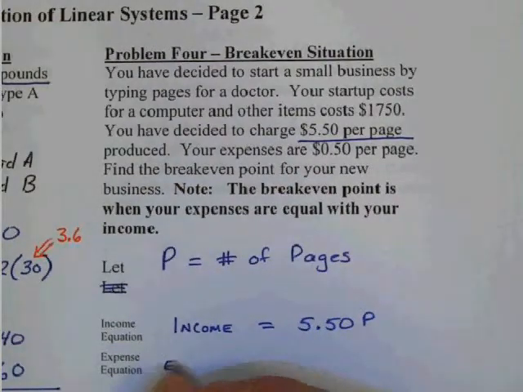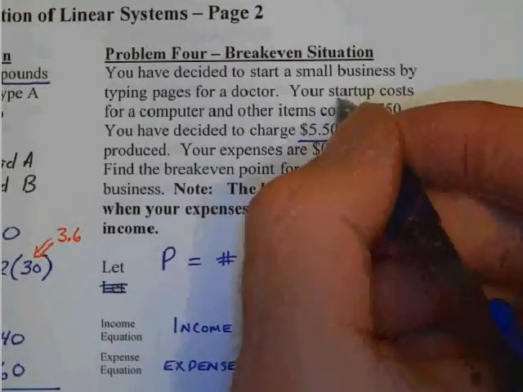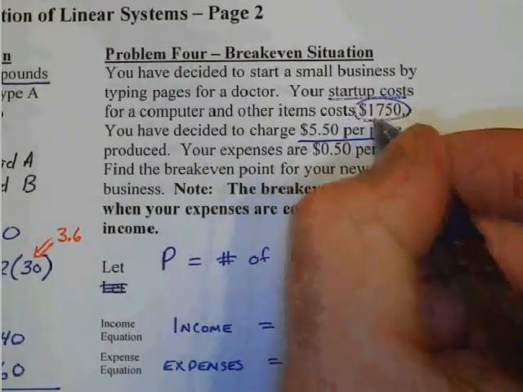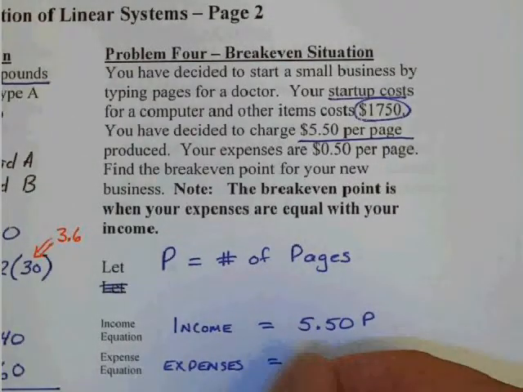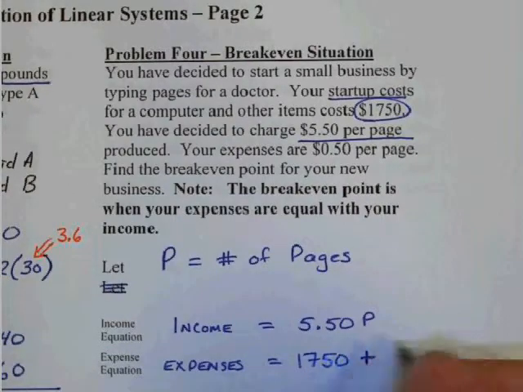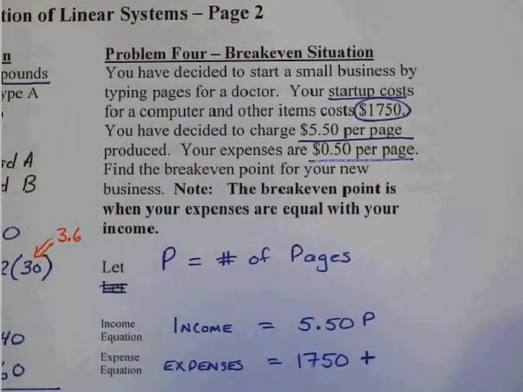Our expenses are twofold. One of our expenses is our startup costs, and they are $1,750. You have to buy a computer, buy a printer, buy things like that. So we have $1,750 plus there's an additional cost. Additionally, we're costing 50 cents per page. What is that? Maybe that's the cost of the ink, the paper, the electricity, things like that. So we also have a 50 cent per page cost.